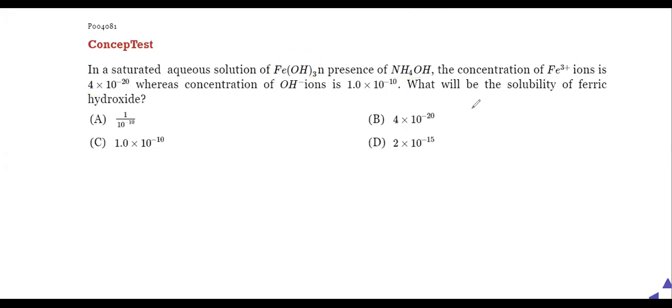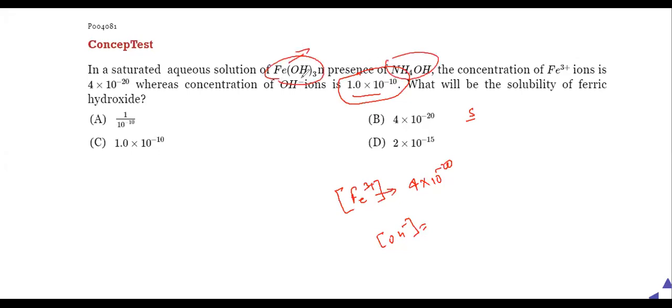Now, guys, let's see. When we talk about solubility, it is basically S, right? Now, when we talk about solubility of hydroxide, think about this. Fe3 plus is coming from where? Fe(OH)3. So the concentration of Fe3 plus will be how much? It is 4 into 10 to the minus 20, right? And when you talk about concentration of OH minus, this is coming from both this and this, right? Yes or no? But when you talk about solubility of ferric hydroxide, you should take OH minus from Fe(OH)3 only, yes or no? So OH minus from Fe(OH)3 should be equal to this, 3 into 10 to the minus 20.